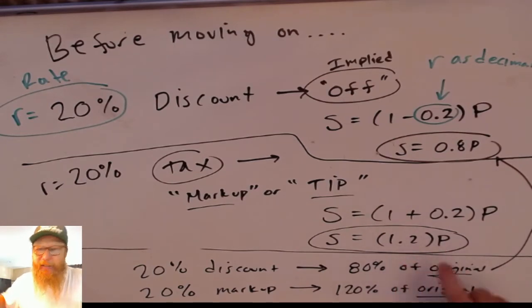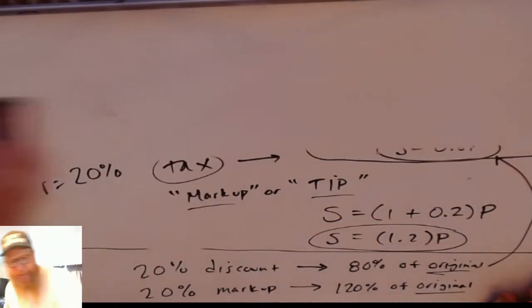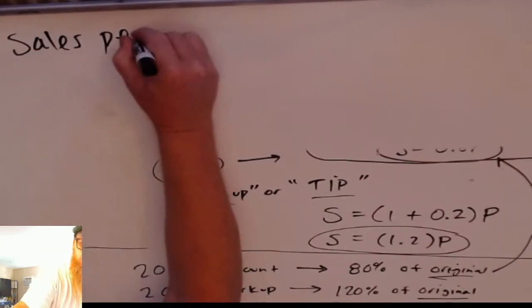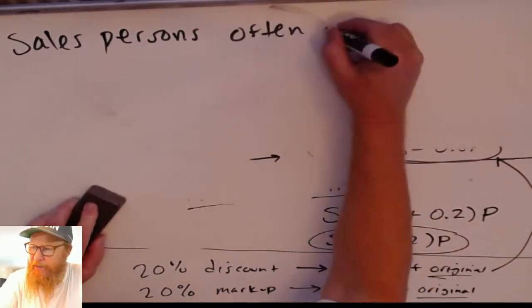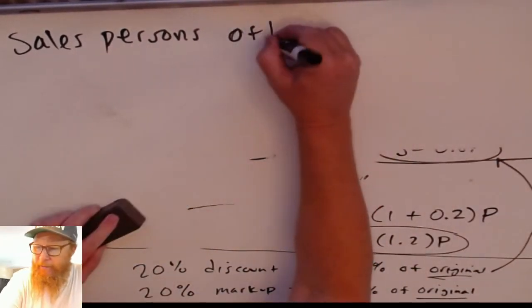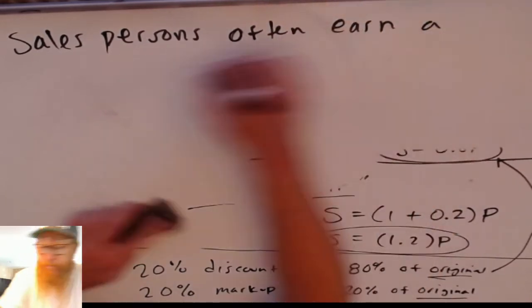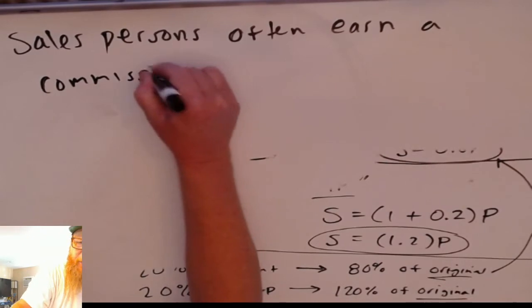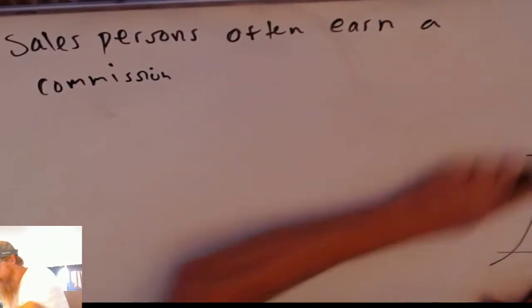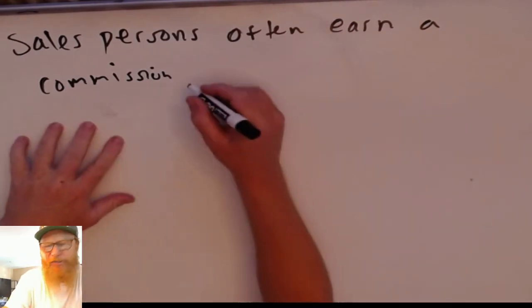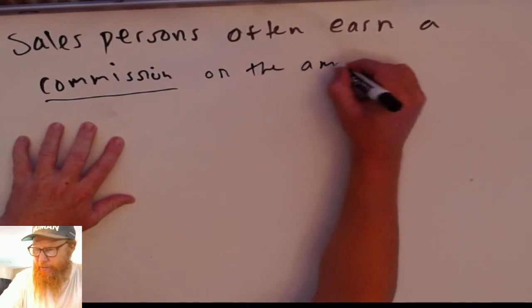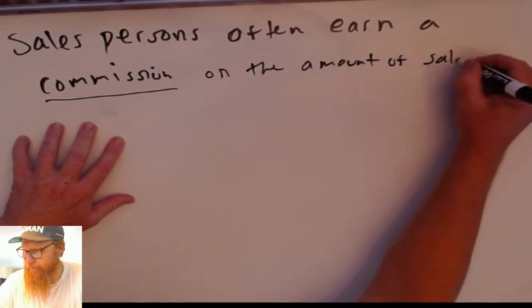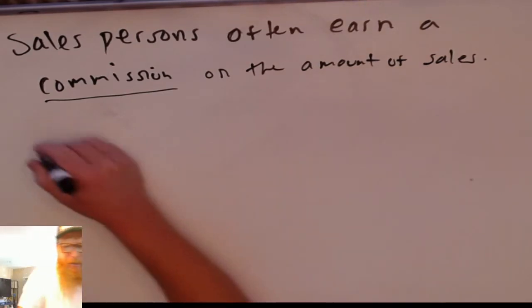And a commission is a lot like a markup. Yeah, you're adding an additional amount. And that usually applies to sales. I don't know if anybody out there has ever had a job where you have to sell things to make your check. So you often earn a commission on their sales, or on the amount of sales.